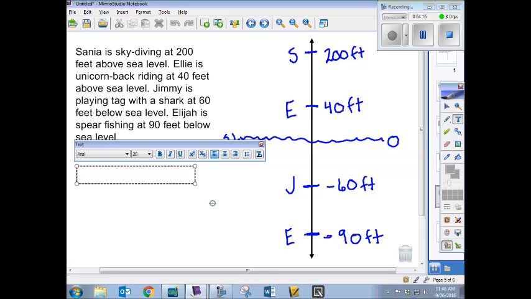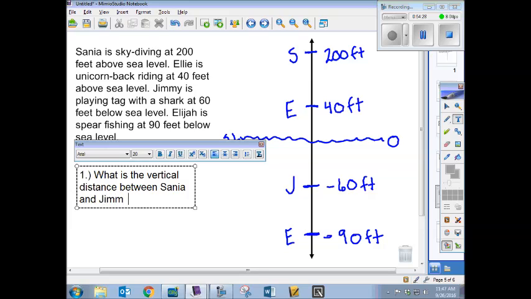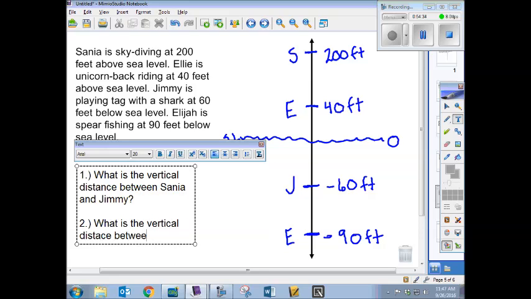Here are the questions you guys need to be able to answer right now. Number 1, what is the vertical distance between Sanaya and Jimmy? And number 2, what is the vertical distance between Elijah and Ellie? You guys need to figure that out now. Listen up.